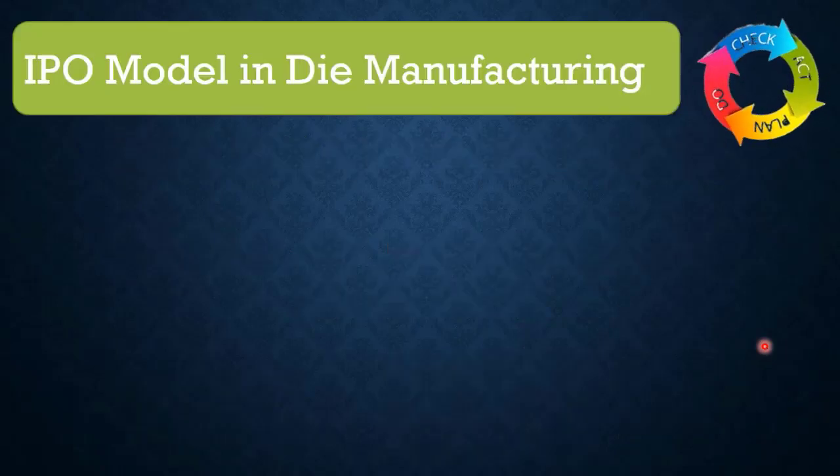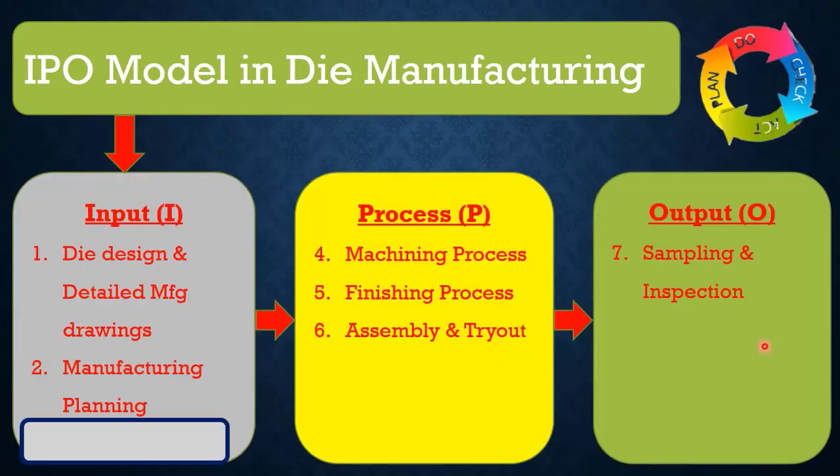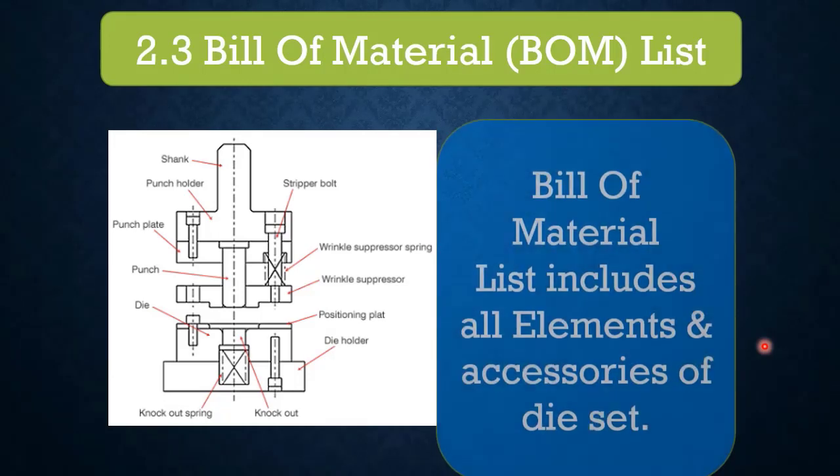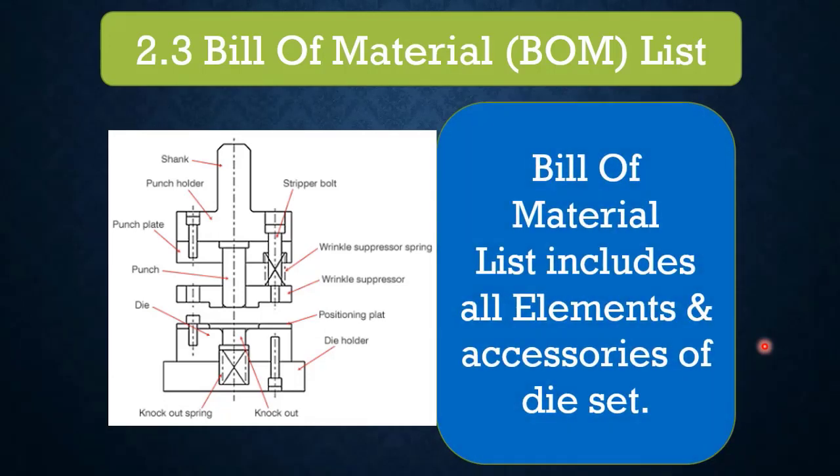Once again we can recollect the IPO model in die manufacturing for a few seconds, and under the input, the third one is the BOM list. So this is a very simple small tool with various parts mentioned in the drawing, but if you think through whether we will be able to manufacture the die with this minimum information, no, not possible. These are high level information and we need each and every part of the die elements to be mentioned for complete manufacturing of the die, and that is the item which we call the bill of material.